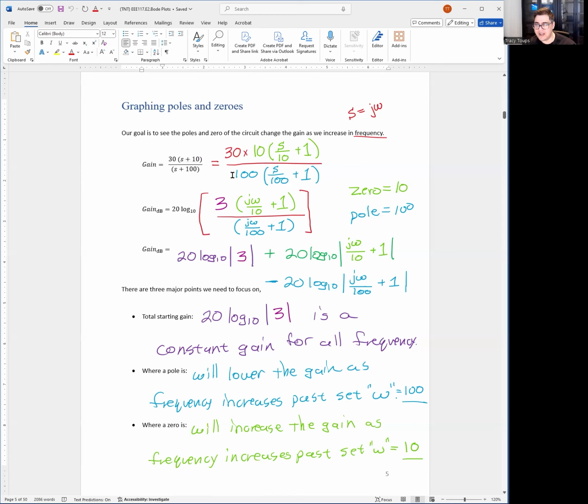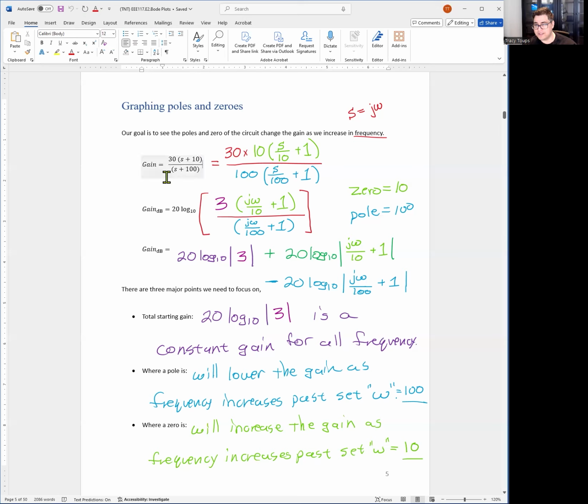And what we can see now is after we take 30 times 10 divided by 100, right, crunch this number down, we have three major components to the gain of this circuit. We have a flat 3. That's a flat gain across all frequencies.